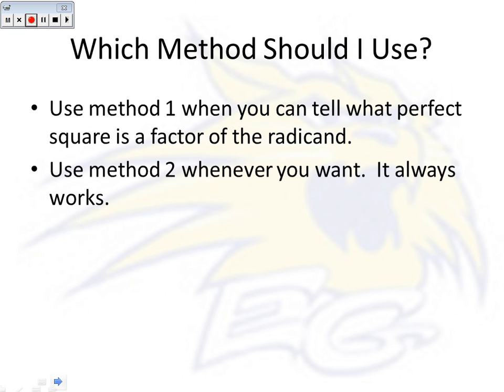Method 2 always works, so use it whenever you want to. The only downside of that is sometimes very big numbers have very large factor trees. So you may be making a very large factor tree to figure out your answer. But it always works, always gives you the right answer.